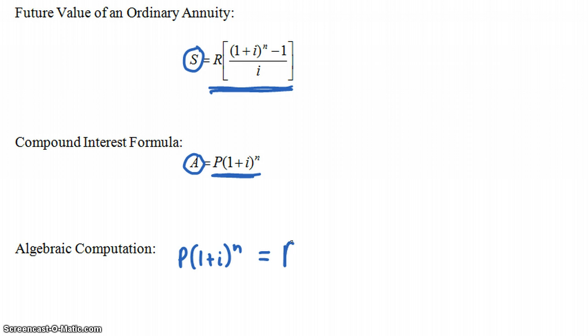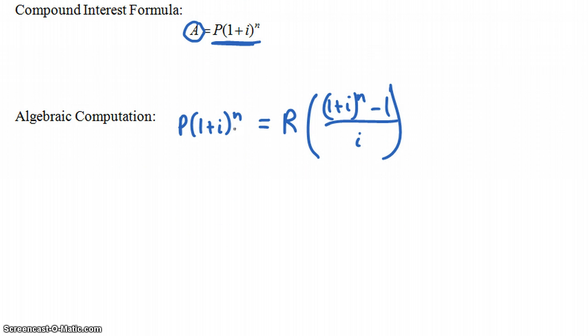So we can write it as equals R times the quantity (1 plus I) to the N minus 1, all over I. Okay, now we want to solve this for P. Remember R is the payments and P is the present value. We want to know what P is. So how can we do that? Well, we can divide by (1 plus I) to the N. Notice that will cancel here. Well, we also have to divide this side by (1 plus I) to the N, but another way of saying divide by (1 plus I) to the N is multiply by 1 over (1 plus I) to the N.